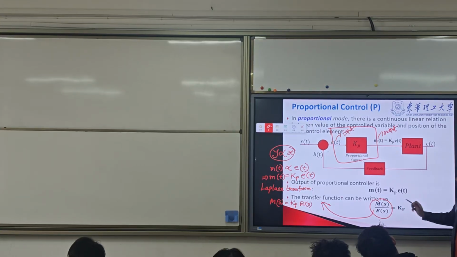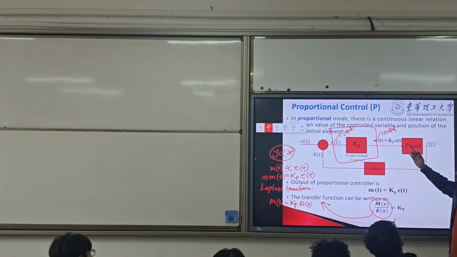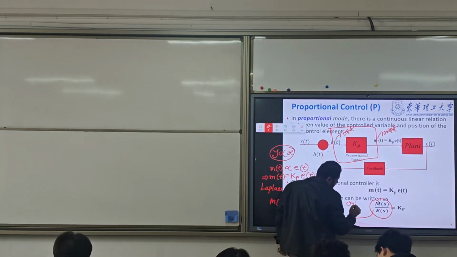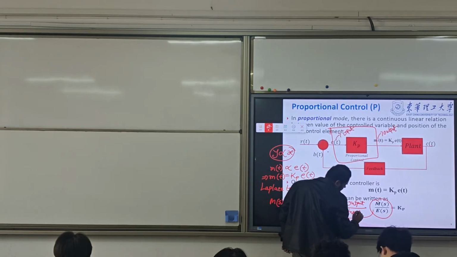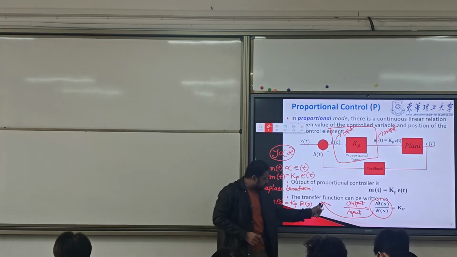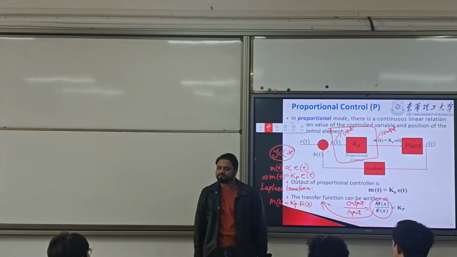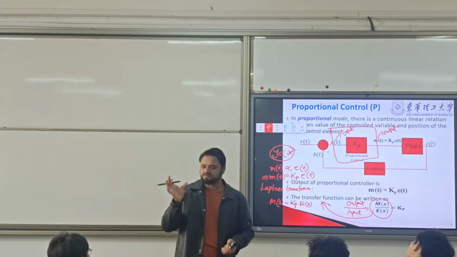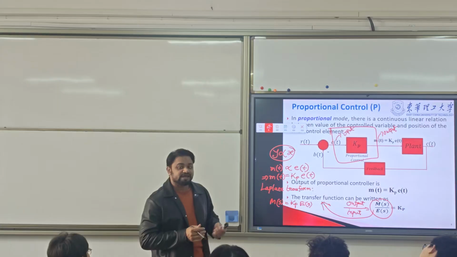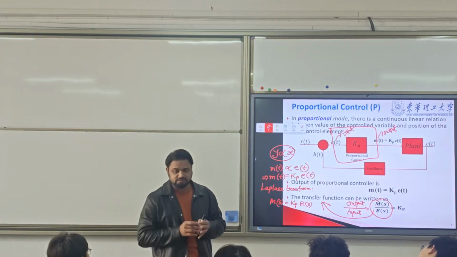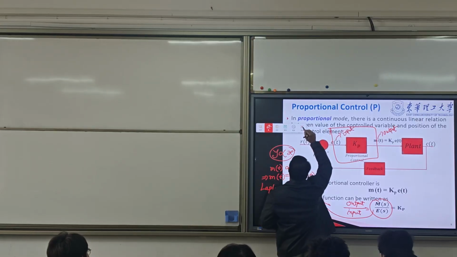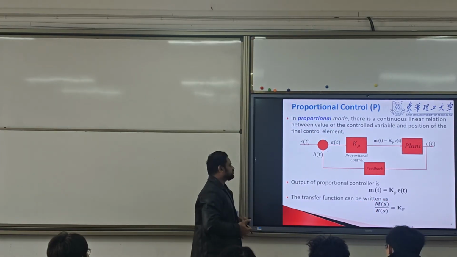So this M(s) by E(s), what is that? Output by input. And that is what we call a transfer function. What is a transfer function? The ratio of output and input, right? Transfer function is the ratio of output and input in Laplace domain, in S domain, not in time domain. So that is basic proportional control.